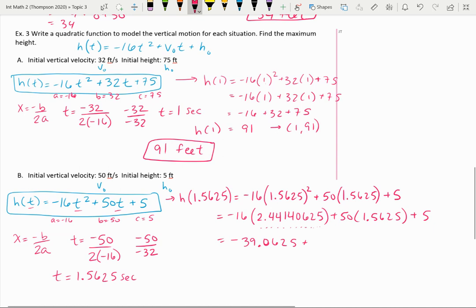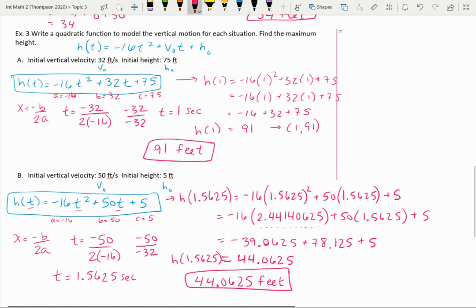Then I'll have to do 50 times 1.5625. I misspoke earlier. And that's 78.125. And when I add all of that up using a handy dandy calculator, I get 44.0625. All right, so what is my maximum height? It's 44.0625, and you'll enter the entire answer like that into the answer box.